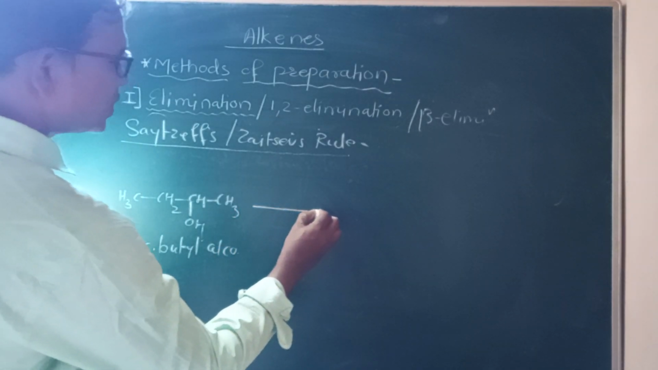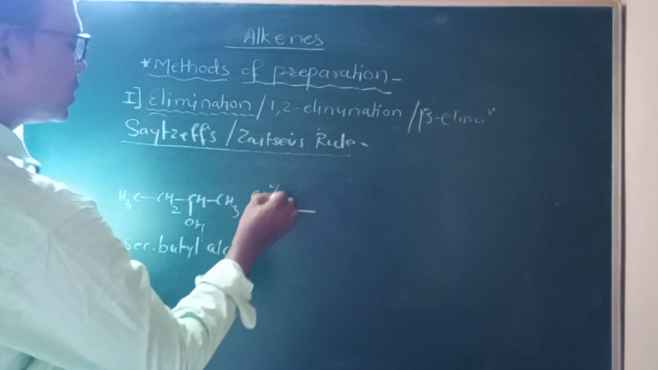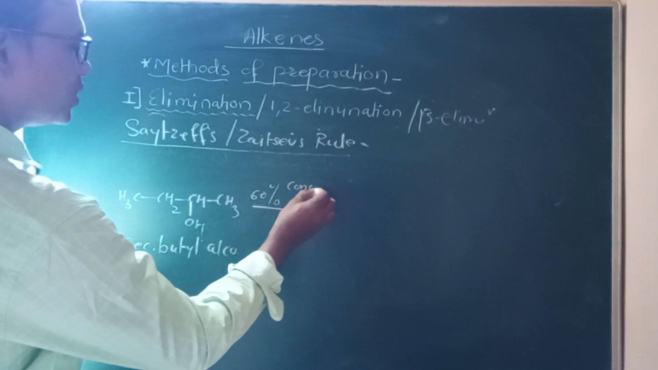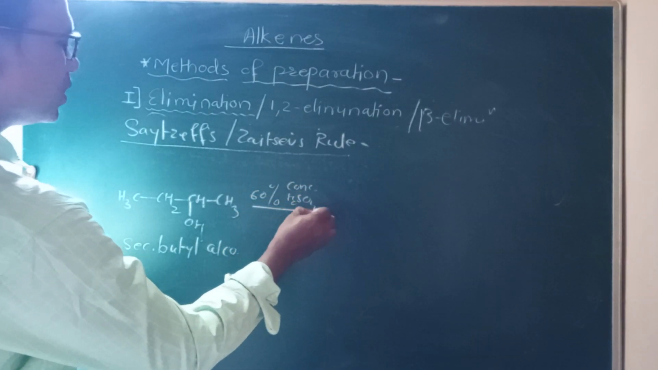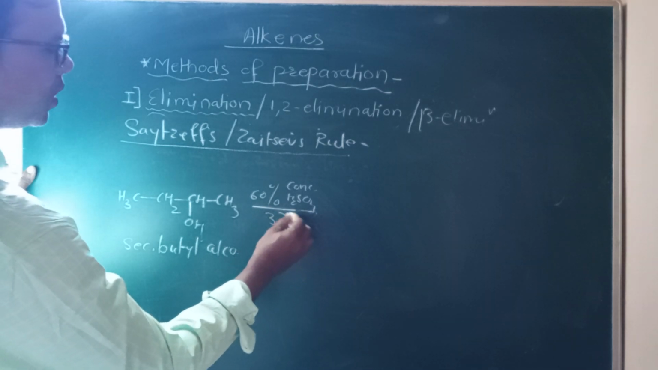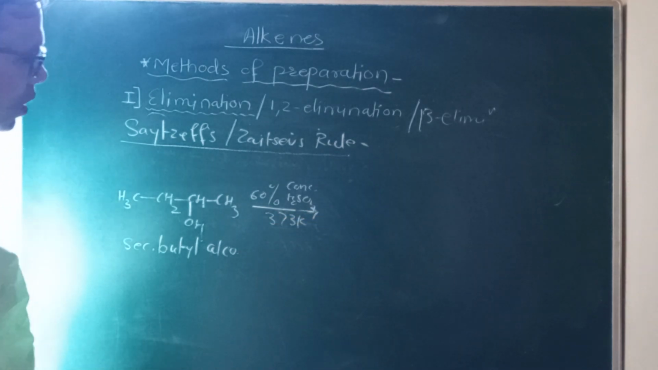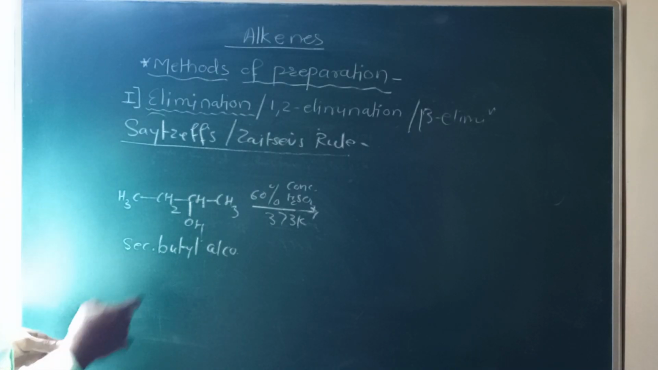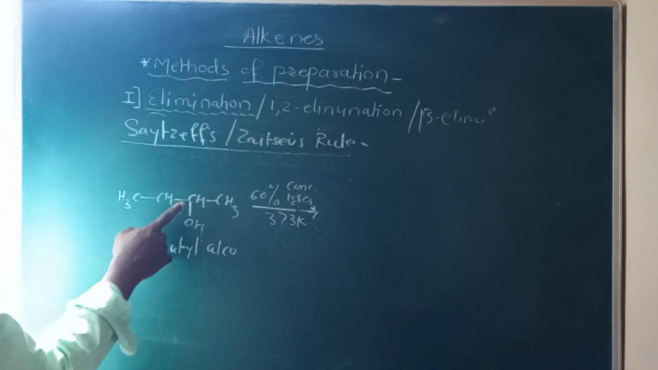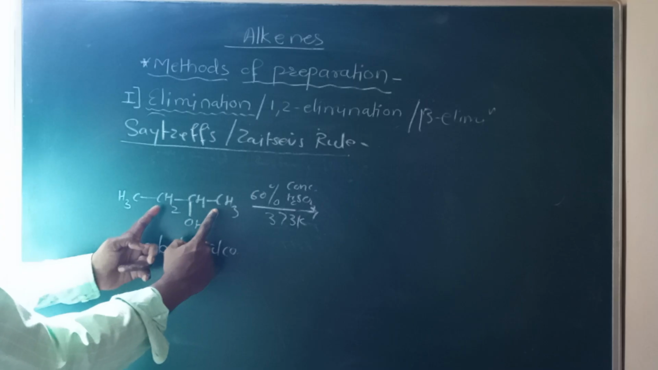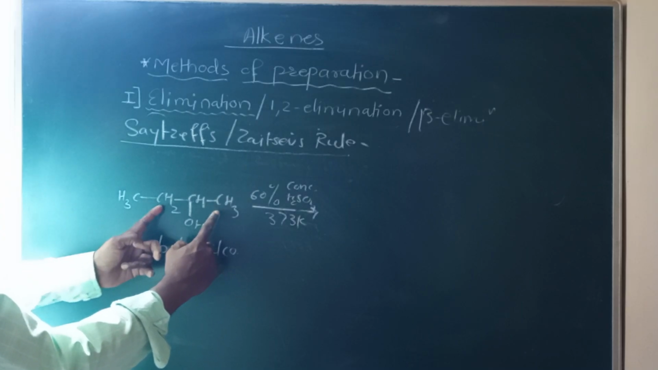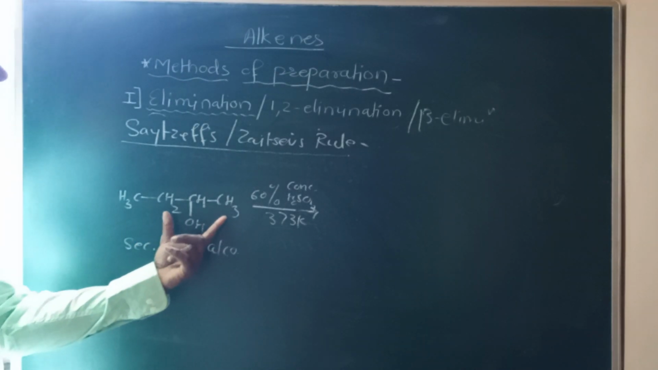Now, as the alcohol is a secondary alcohol, the condition becomes 60% concentrated sulfuric acid, and temperature is 373 Kelvin. Okay. Now, it's an interesting example. OH is present on this carbon, and with respect to this carbon, both these carbon atoms are adjacent carbon atoms. Okay, but they are not the same.